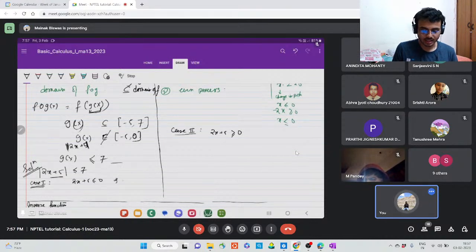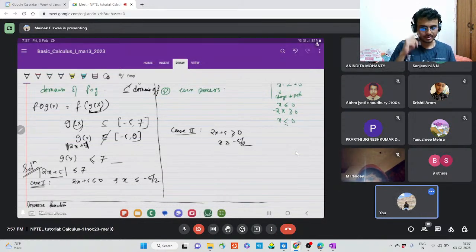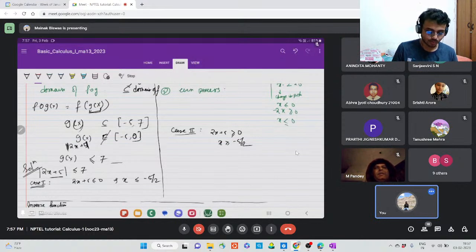So this is x less than minus 5 by 2 and this is x greater than or equal to minus 5 by 2. Clear? Yes, sir. Now someone else will tell me what will be mod of 2x plus 5 in this case. What will it be when it is less than minus 5 by 2?